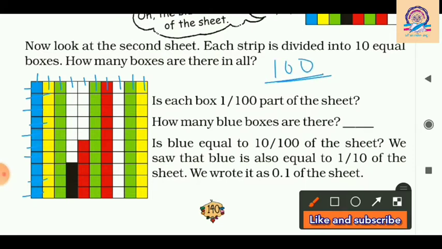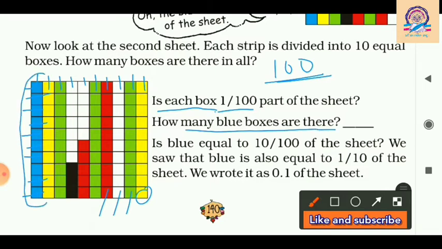Now it is proved. Each box is 1 upon 100 part of the sheet. Yes, this yellow one is also 1 upon 100 part. This green one, this white one, this red one, each part is 1 upon 100 part of the sheet. How many blue boxes are there? So this is the blue part, right? And how many blue boxes are there? So we can write 10 boxes are there.